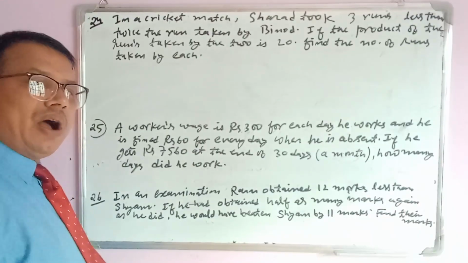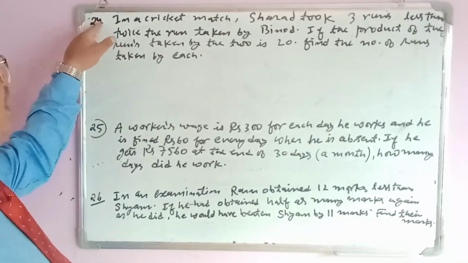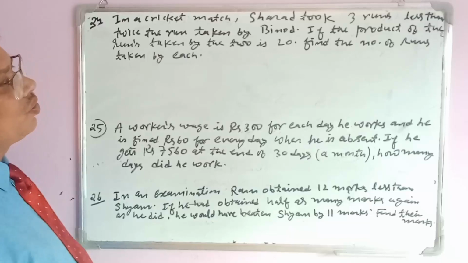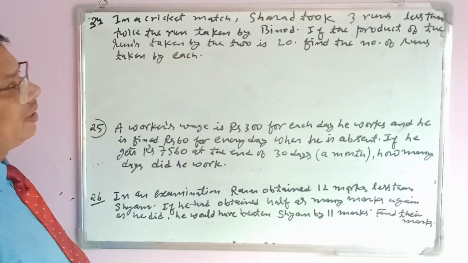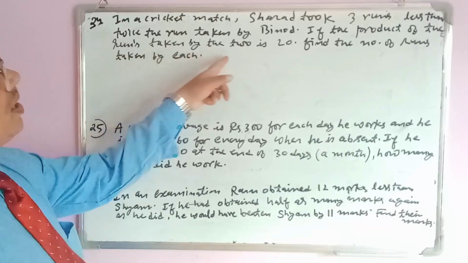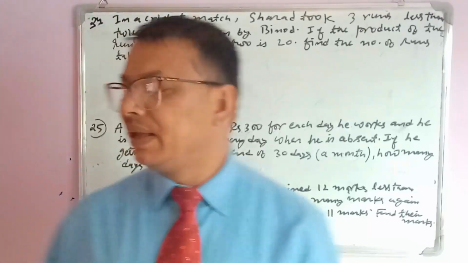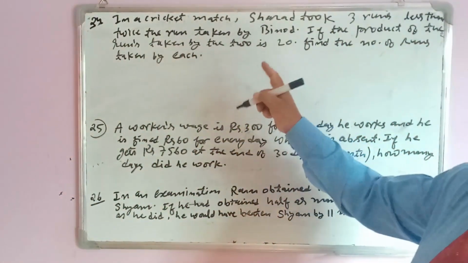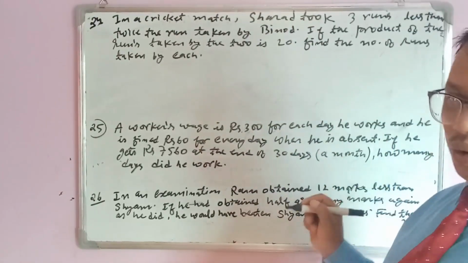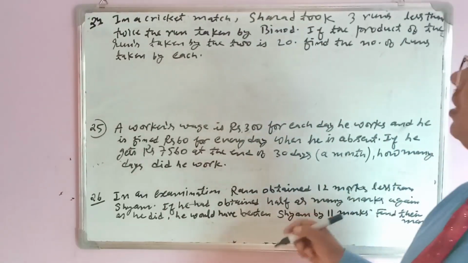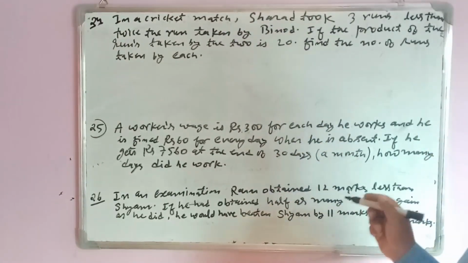Now I believe you know how to solve the equations, so I'll make just the equations. Question number 24: In a cricket match, Saurabh took 3 runs less than twice the runs taken by Vinod. If the product of the runs taken by the two is 20, find the number of runs taken by each. Let the runs taken by Saurabh be x and the runs taken by Vinod be y.